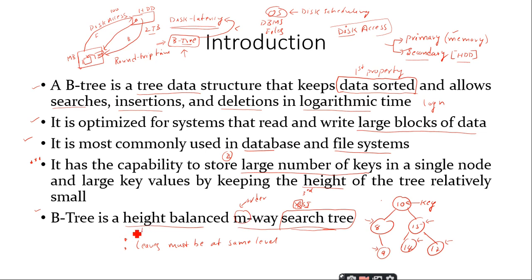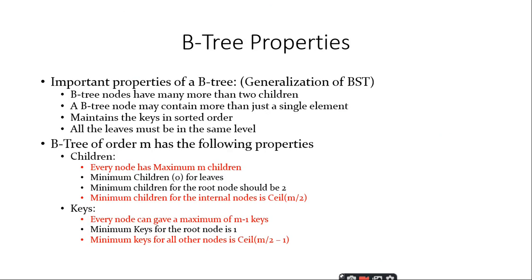And it is height balanced. Every time it will make necessary changes such that it will maintain the height as low as possible. How it is going to balance it, everything we will discuss, right? At present you just remember that the B tree is a height balanced M-way search tree. Is it clear up to this point? Clear, sir. Right.